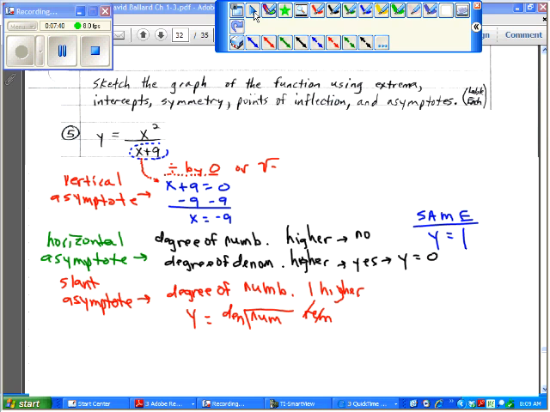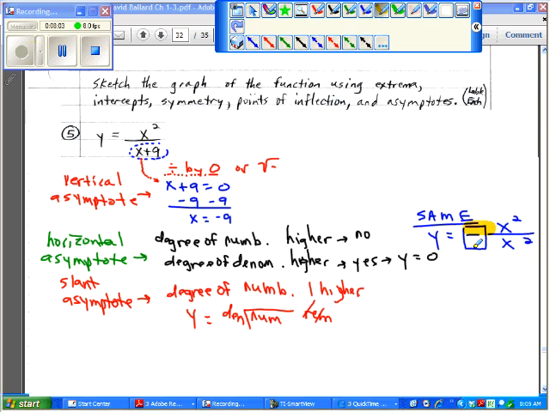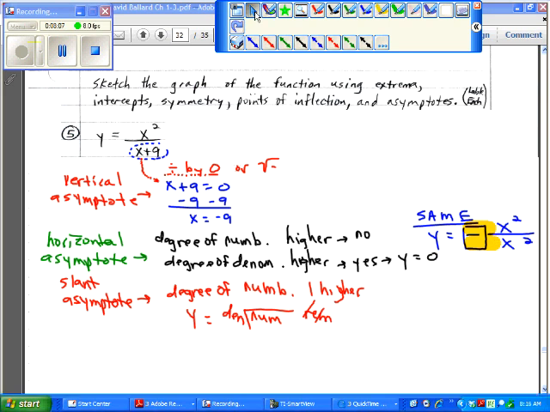It's going to be y is equal to the ratio. Let's say that this was something x squared over something x squared. Then if the degree of the numerator is the same as the degree of the denominator, then the horizontal asymptote is going to be the ratio of leading coefficients. So we would take the leading coefficient here, the leading coefficient here. That ratio becomes our horizontal asymptote.